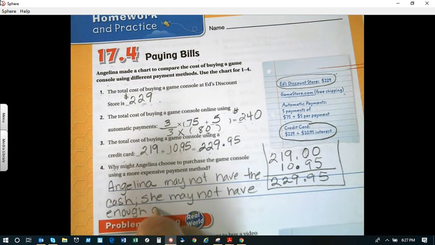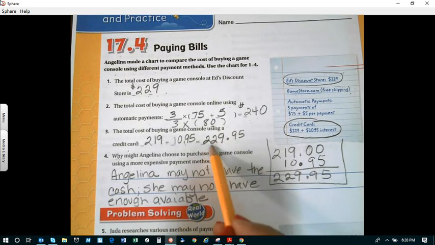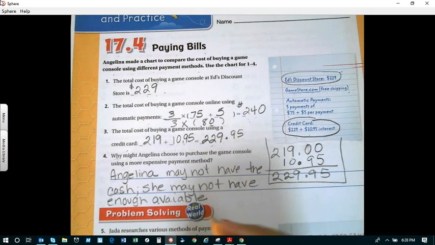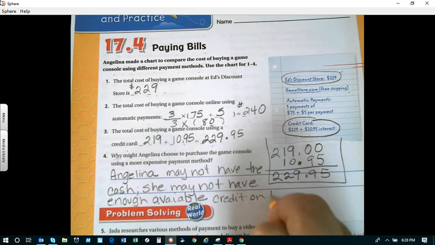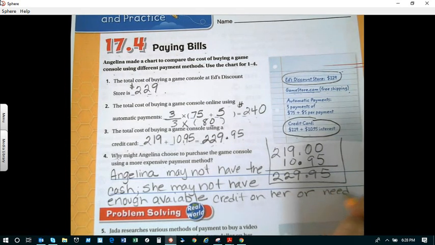Enough available credit on her credit card, because what if she had $500 available on her credit, or she had $200. So if she had $500, maybe she's got to save that for a rainy day and not want to spend it all just in case she needs it for something else. Or she doesn't have enough available. She only has $200, so she's going to be short, won't have the rest of the $29.95. So she might not have enough available credit on her card, or needs to save it for something else.